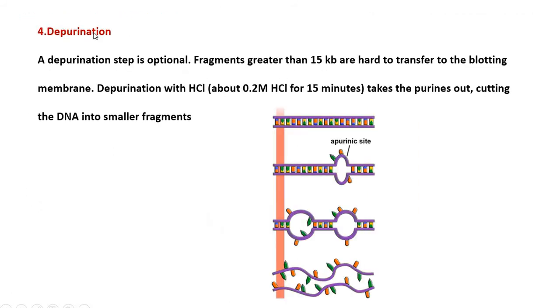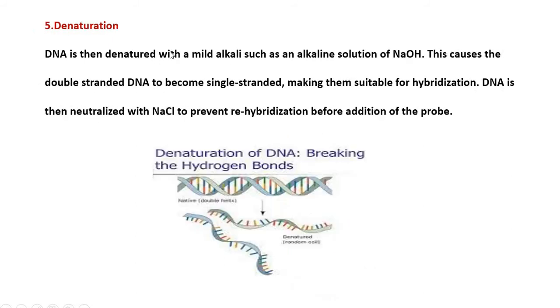After that, depurination is a step. It is an optional step, because for fragmented DNA greater than 50 kilobase pairs, it is very difficult to transfer by using a blotting membrane. So depurination helps to solve this issue by making the DNA into smaller fragments. The depurination agent is 0.2 molar HCl for 15 minutes. It is an optional method.